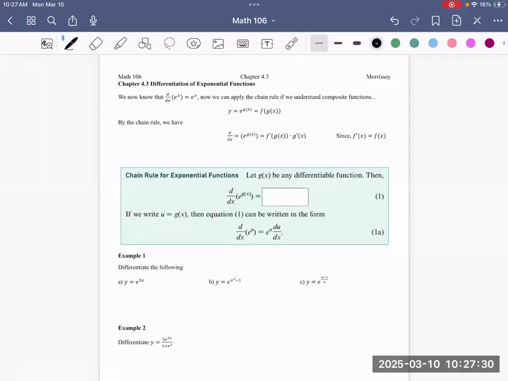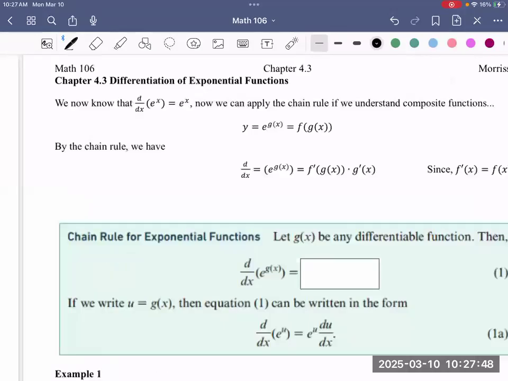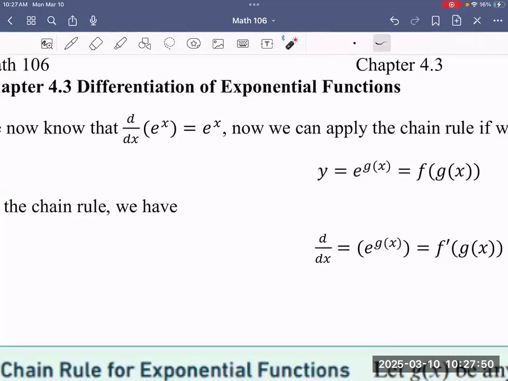Welcome to Math 106, chapter 4.3, where we talk a little bit more about differentiating our exponential functions. We're going to be using, more specifically, the chain rule, and then we're going to get familiar with that. So far we know that the derivative of e to the x is itself. That is what we learned from your previous section.